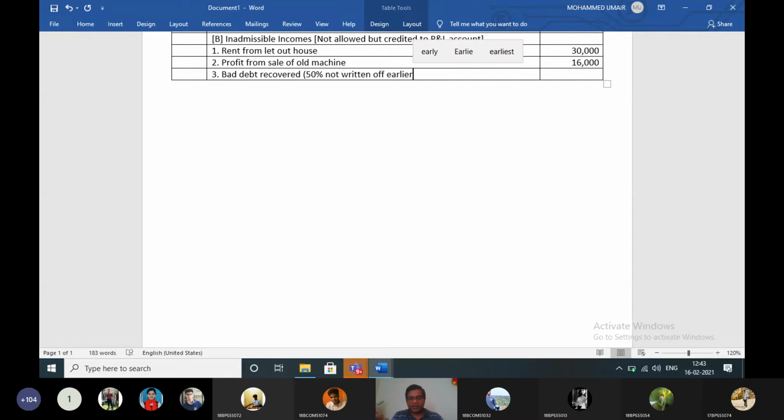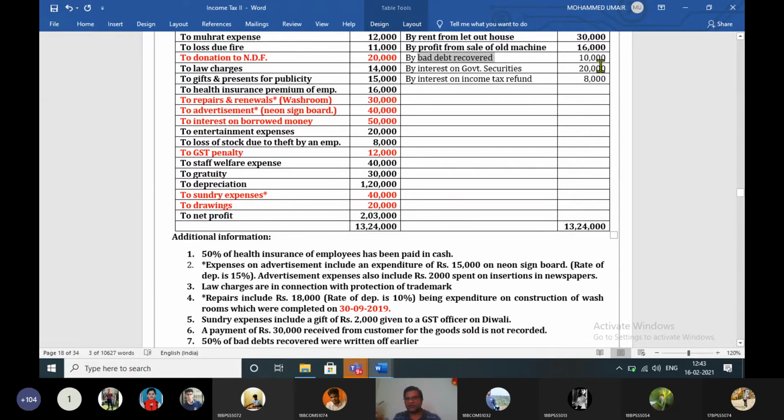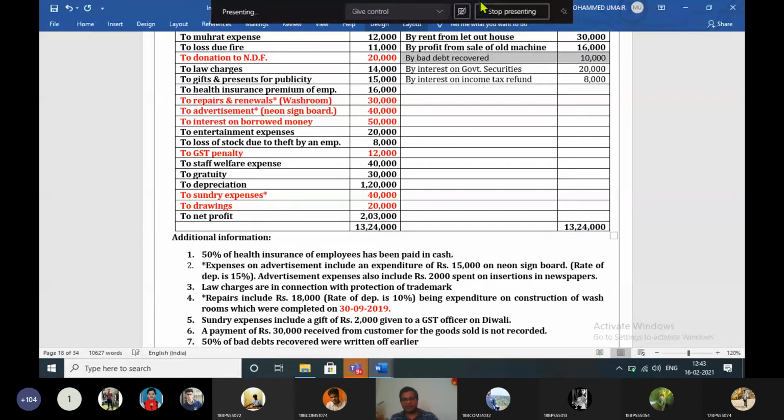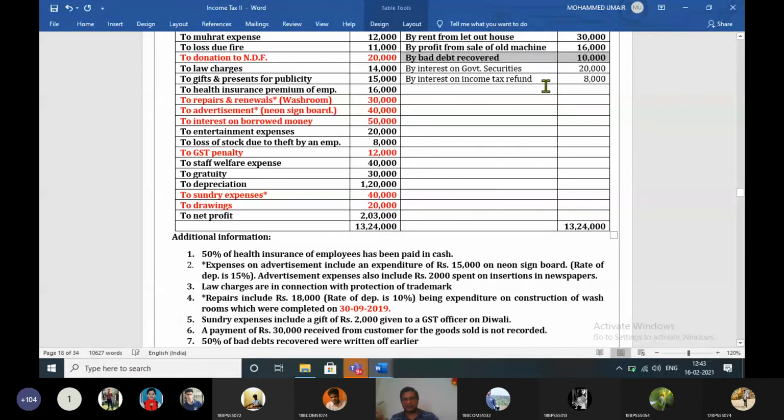But let's assume, let's go by the original situation, the way it is in the question paper. Imagine nothing was mentioned here. What you would have done, assuming adjustment is also not there? In that case, you would have assumed the way you wanted it.